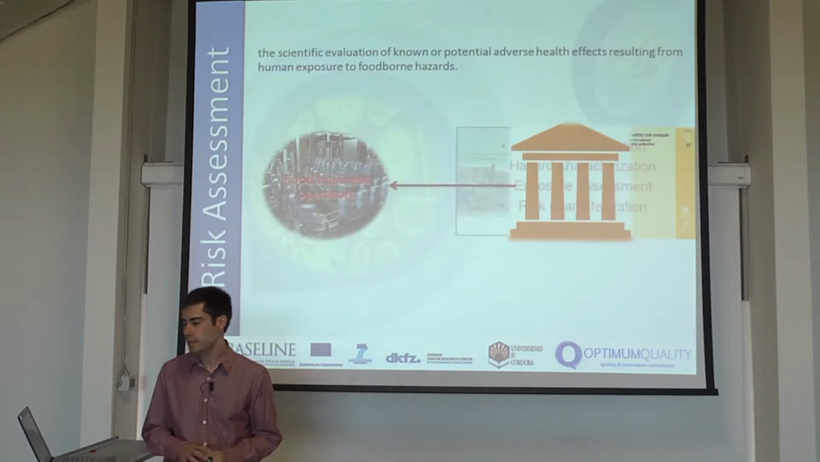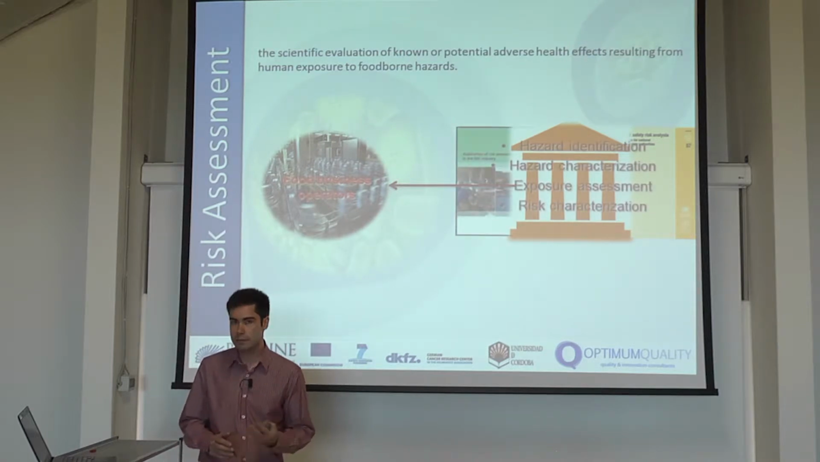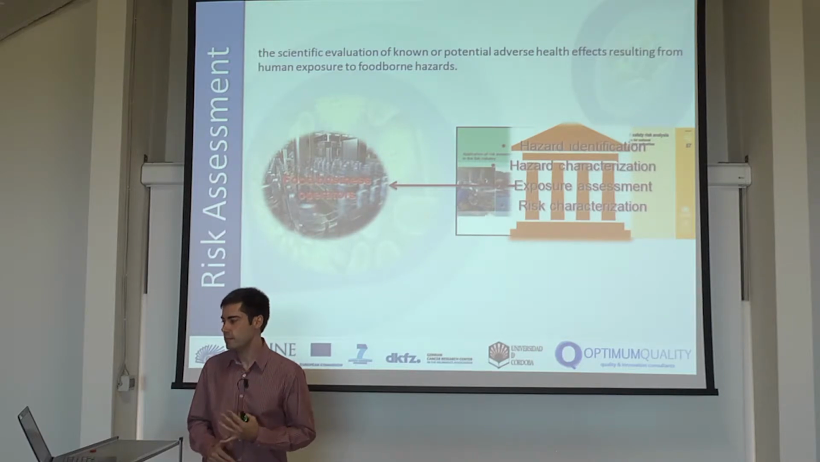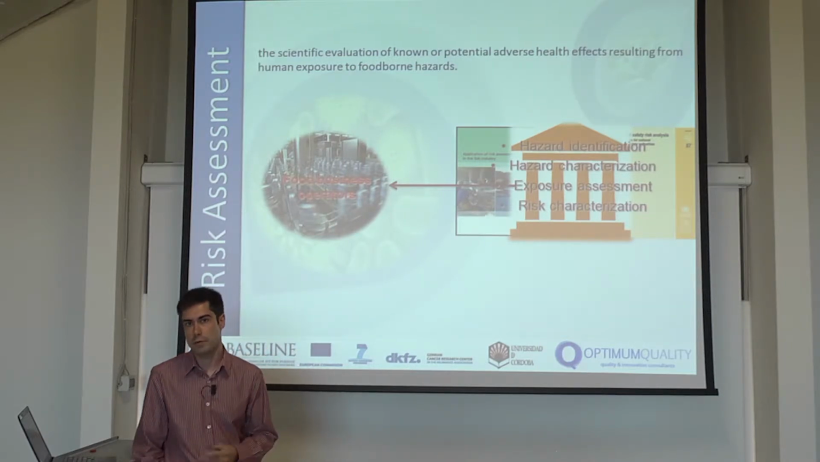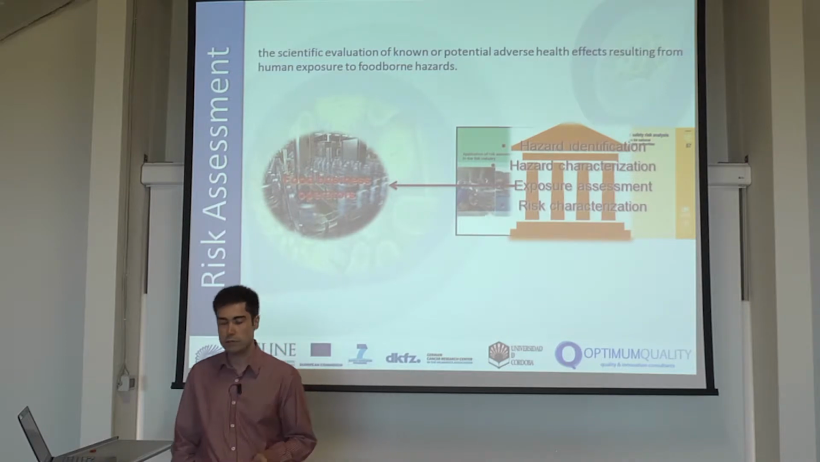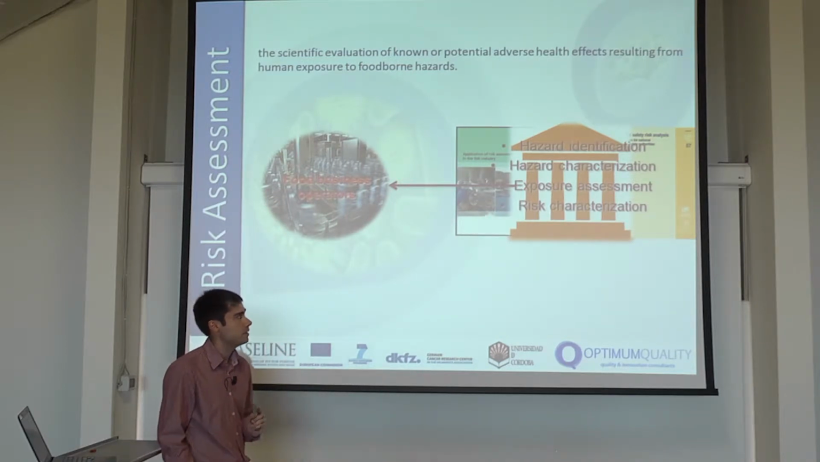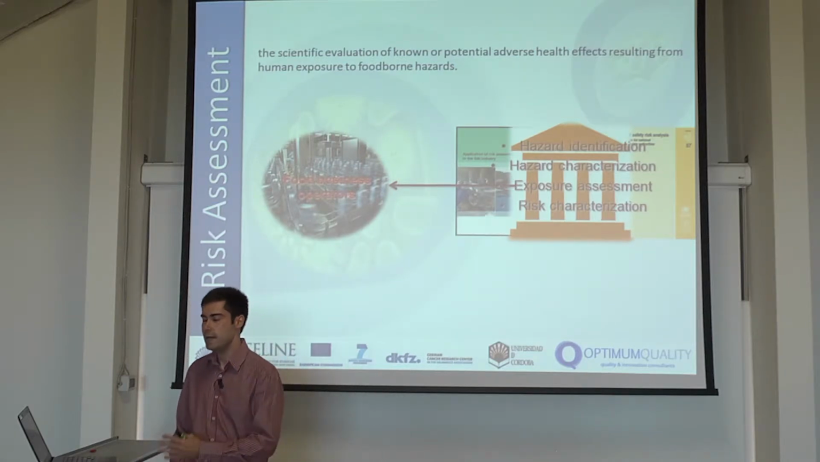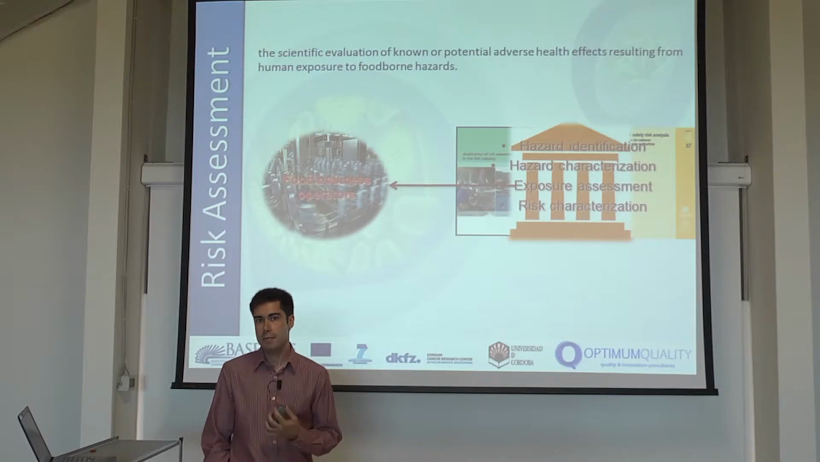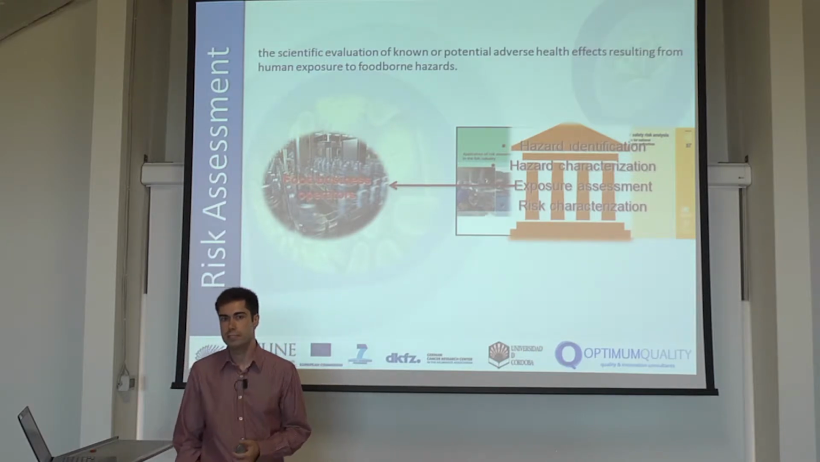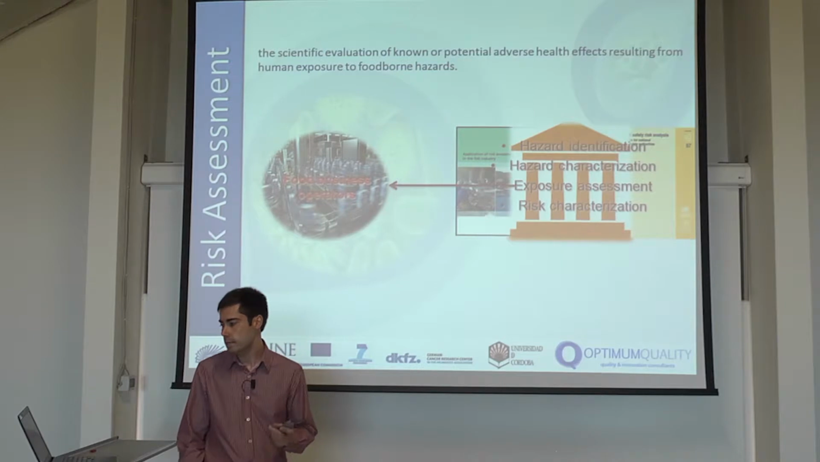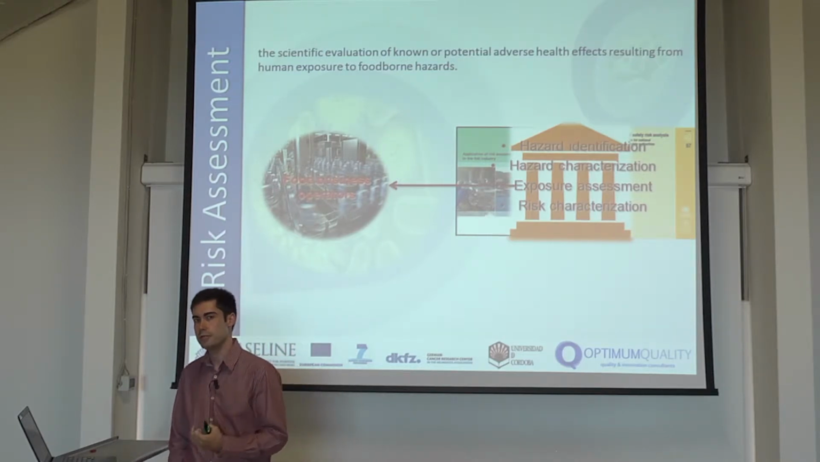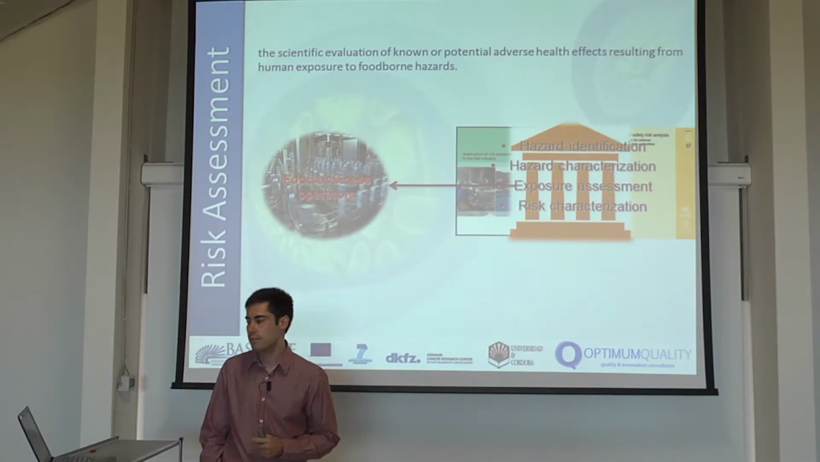Regarding risk assessment, it is defined as the scientific evaluation of known or potential adverse health effects resulting from human exposure to foodborne hazards. It consists of 4 different phases: hazard identification, hazard characterization, exposure assessment, and risk characterization. The main information that can be used by food stakeholders or food operators mainly comes from the exposure assessment approach, in which the microbiological concentration at the end of production can be quantified.